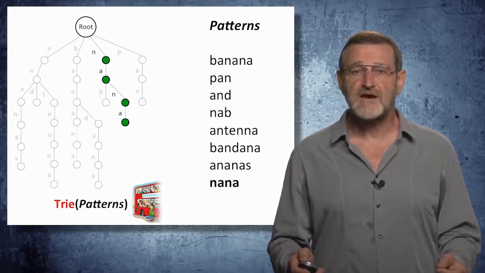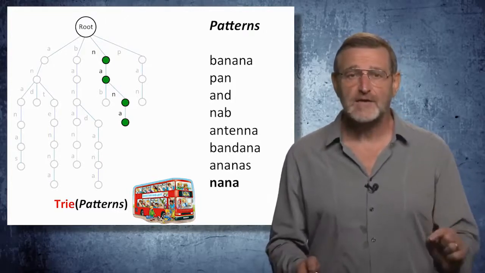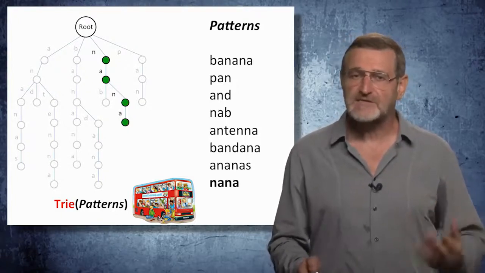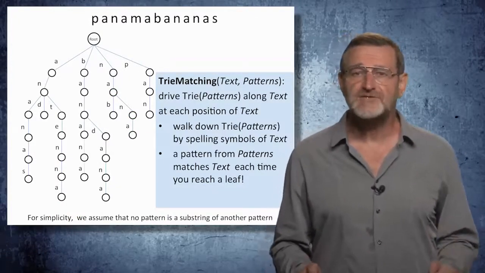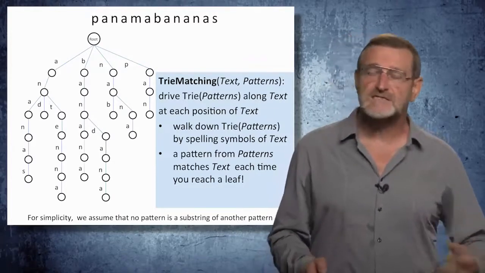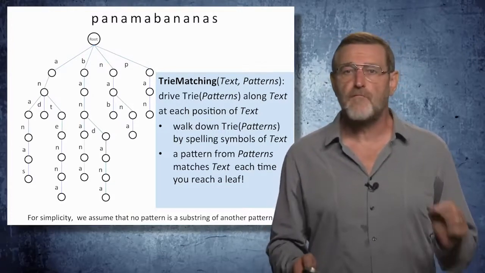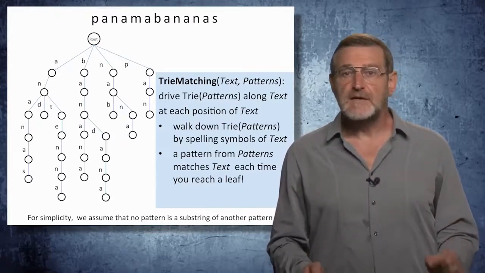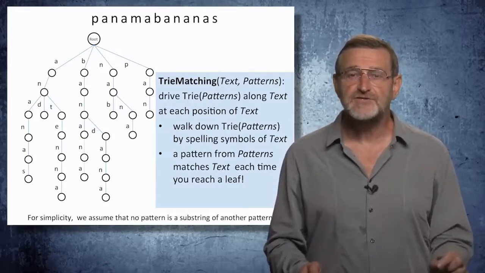And what we constructed is actually our bus, which is called Trie of patterns. How do we use this bus? How do we drive it along the text after constructing it? Well, we will use the Trie matching algorithm, and we will drive the whole trie along the text, and at each position of the text, we will walk down the trie by spelling symbols of text. A pattern from the set of patterns matches the text each time we reach a leaf.